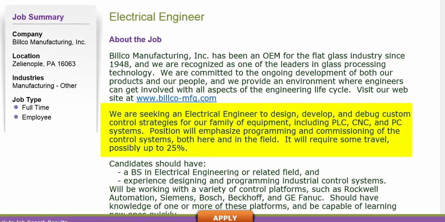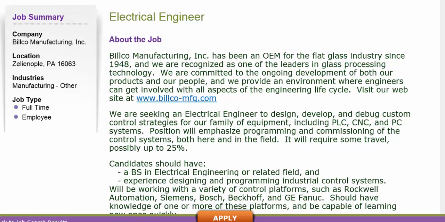They say, we are seeking an electrical engineer to design, develop, and debug custom control strategies for our family of equipment, including PLC, CNC, and PC systems. So you should notice a few key things here. They're providing some very specific active verbs: design, develop, and debug. And then they're providing some specific equipment: PLC, CNC, and PC systems.